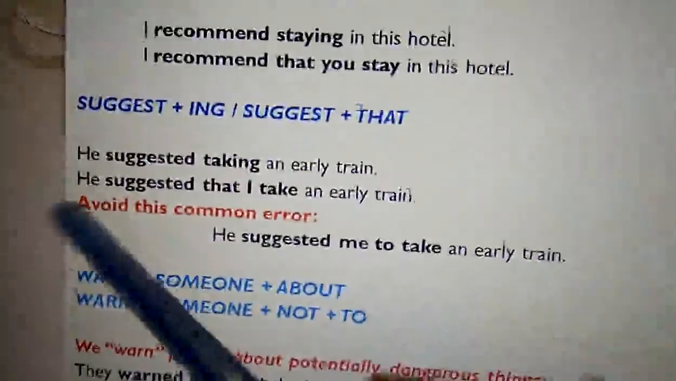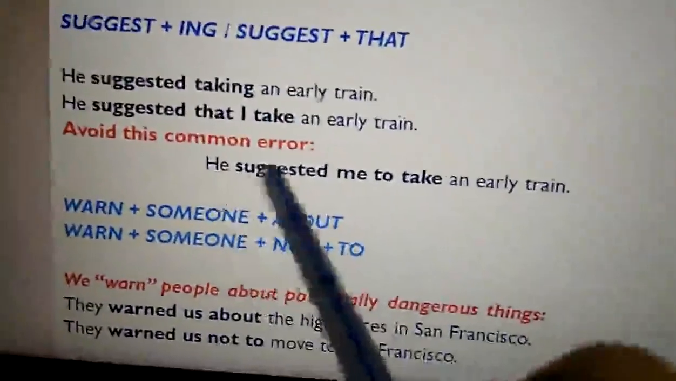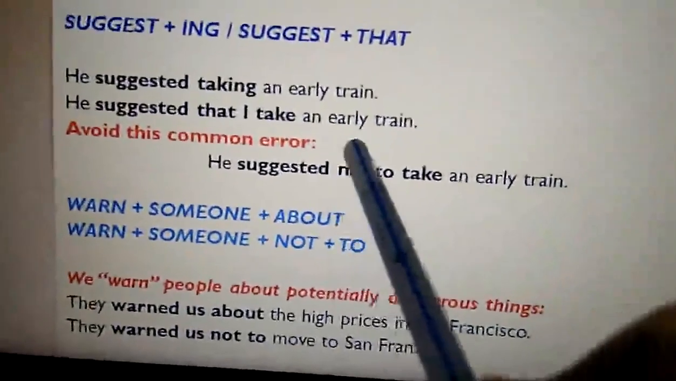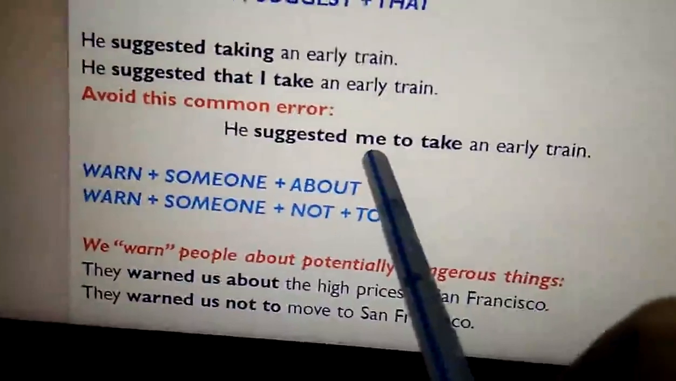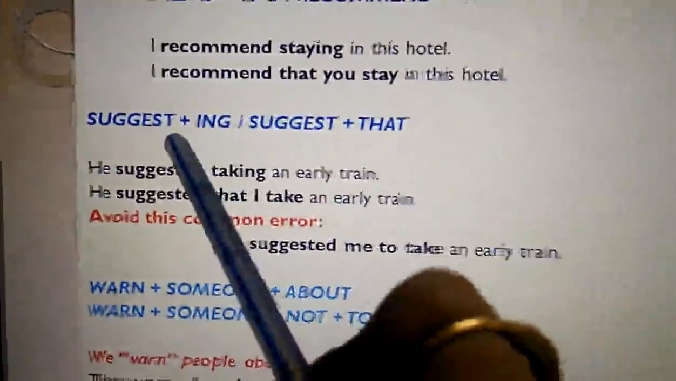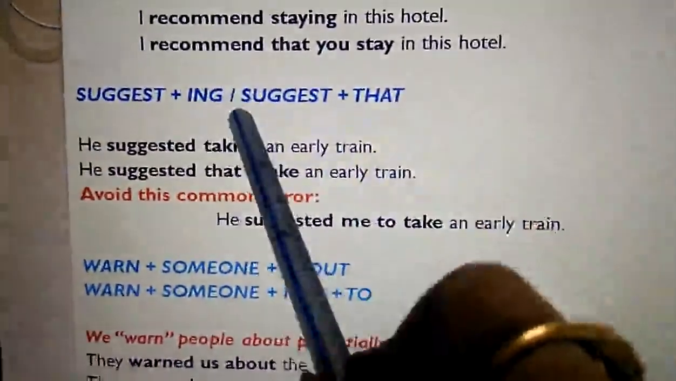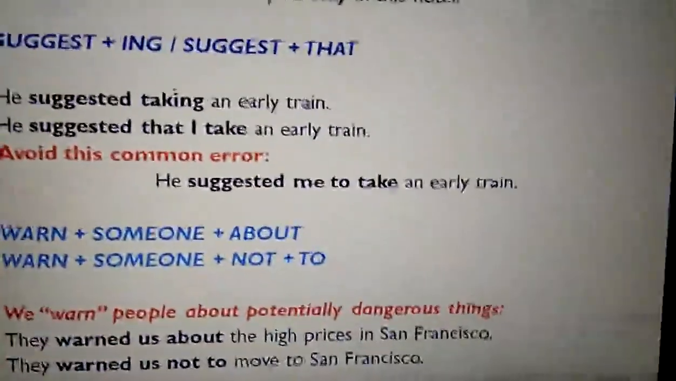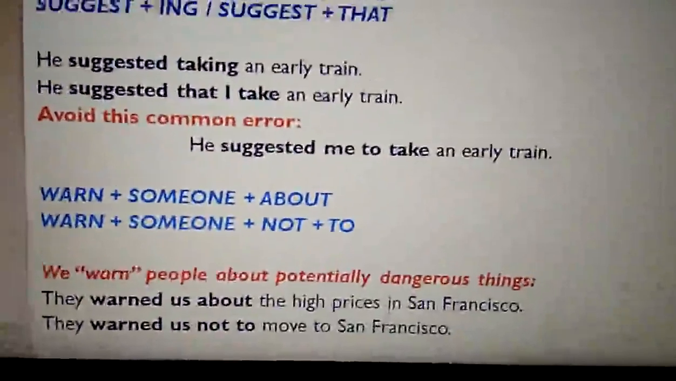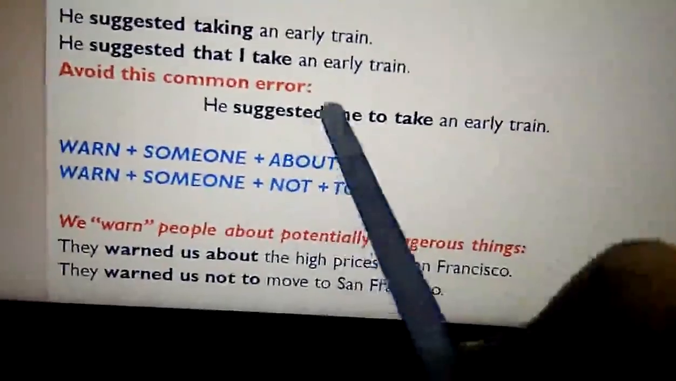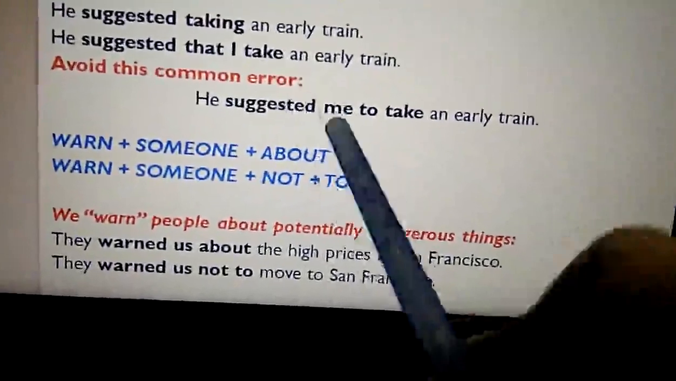And one common error which we generally make is: he suggested me. Immediately after the verb suggested, we should not add a person. So after suggest, what we get is the verb with ing or that. This is one error we have to avoid. We should not express it like this. After the reporting verb suggested, the person should not follow immediately after this reporting verb.